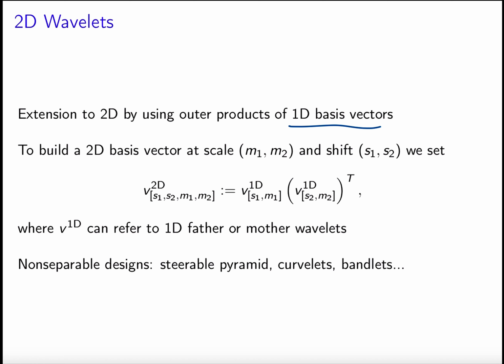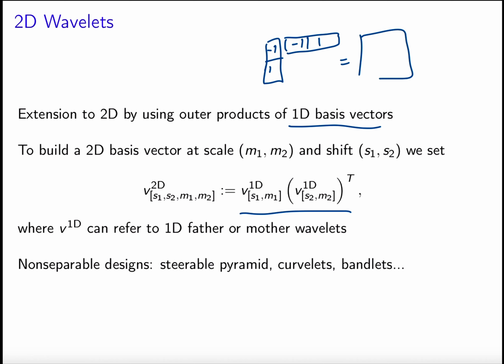Just like in the Fourier transform, you can get a 2D basis vector by just computing an outer product of a 1D basis vector. So imagine a very simple mother wavelet that is -1 and 1. You take the outer product with itself, another mother wavelet, okay, and what you end up with is 1 -1, -1 1. Okay, so you get a 2D mother wavelet that looks like this.